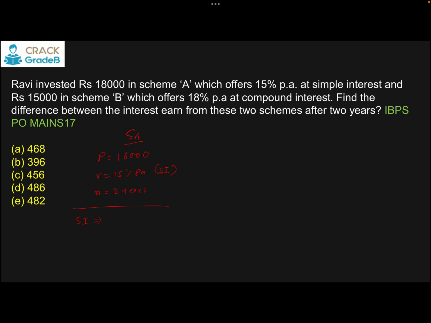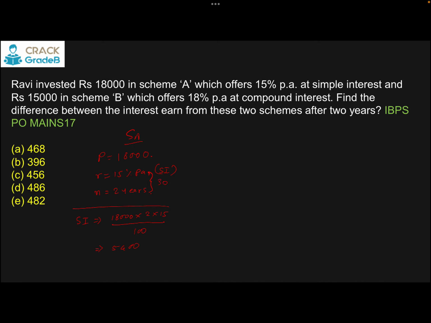So interest is PNR upon 100. If you want, you can use the formula P into N into R upon 100 and that is going to be 5400. Or you can just use the concept that we just saw. In case of simple interest, if the rate of interest is 15% per annum and if you are investing for 2 years, that means for 2 years you are going to get 15% per year on your 18,000 as the interest.